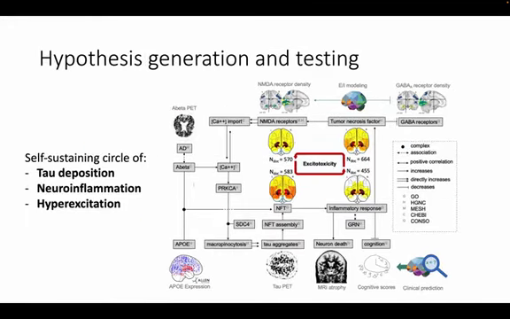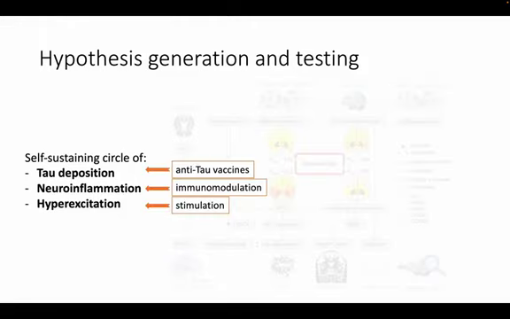And if we analyze the circle further, we see that there are three main drivers of the circle, which is the tau deposition, the inflammation, and hyperexcitation. And this is, of course, something that can be targeted for a potential treatment. So, for example, there are already studies with anti-tau vaccines in the field that try to filter out phosphorylated tau proteins from the brain.